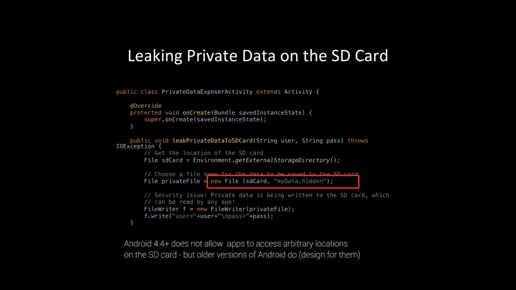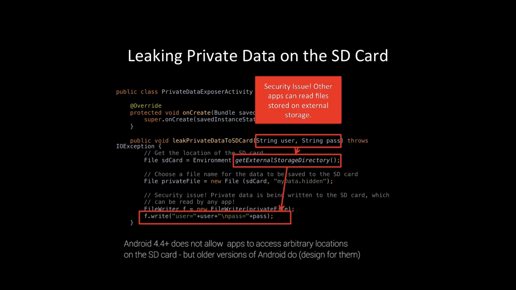So what you want to look for is the creation, for example in this case, of a file that's being stored with the parent directory being the external storage directory. In this case, the user that's logging in has a username and password, and the developer is actually taking that password and storing it on the external storage directory. And then we see finally they write the actual password to the external storage directory.